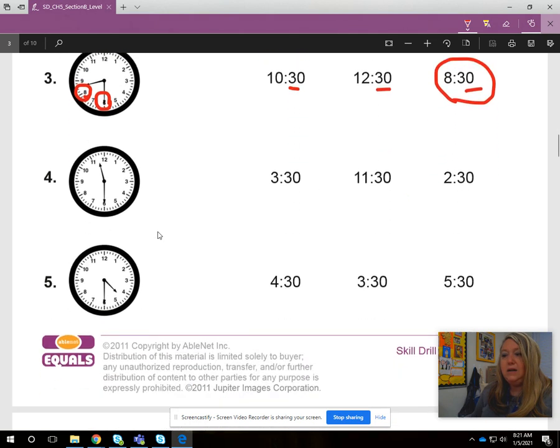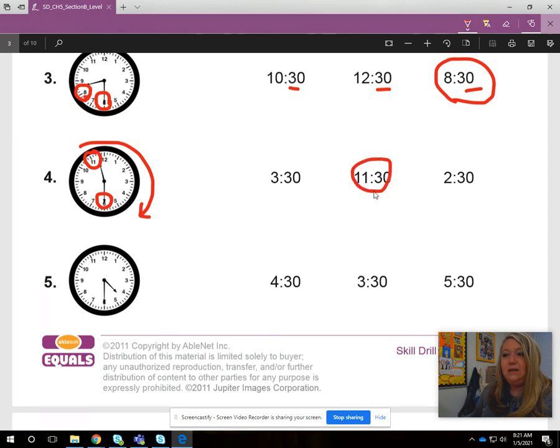Okay, next one down, number 4. We have our long hand on the 6, so we know it's a 30. What number is the little hand on? The little hand is not quite, it goes around this way, right? It's not quite to the 12 yet. So it's still the 11 is what we're looking for. So it's 11:30.